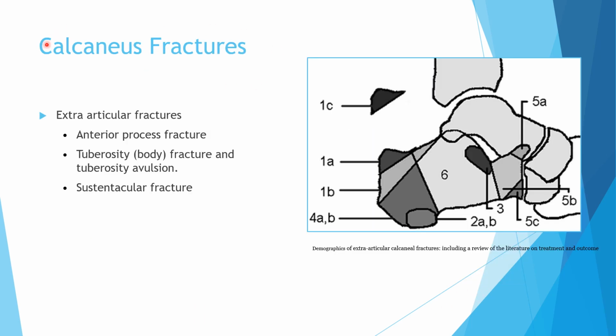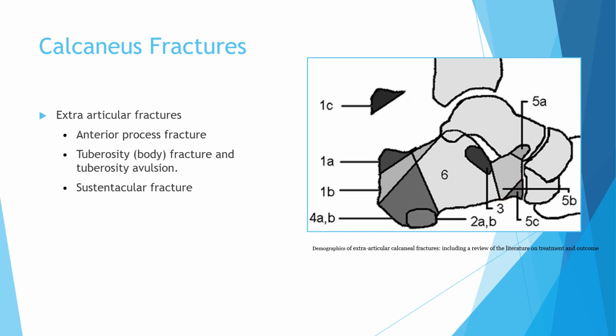Calcaneus fractures can be classified as extra-articular and intra-articular. The word articular refers to the subtalar joint. Extra-articular means it's away from the subtalar joint; intra-articular means it involves the subtalar joint. Let's start with the extra-articular fractures. These include the anterior process fracture, which is sometimes a small avulsion fracture or involves the calcaneocuboid joint. We're going to show some examples.